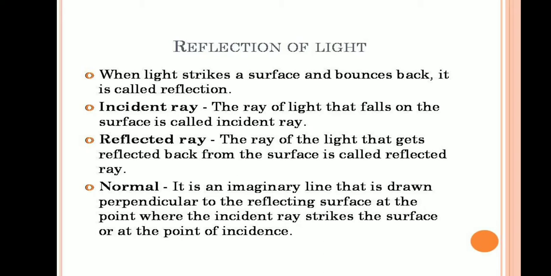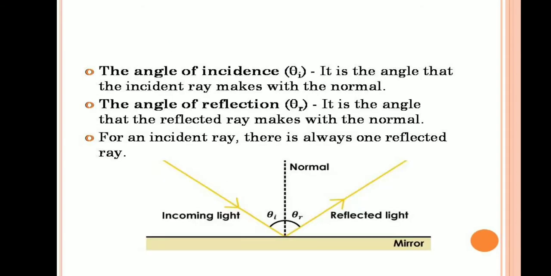Normal ray is nothing but just an imaginary line which is drawn perpendicular to the reflecting surface where the incident ray strikes the surface. Angle of incidence: the angle between the incident ray and the normal ray. That is angle of incidence, denoted as theta I. Theta R is the angle of reflection, that is the angle the reflected ray makes with the normal ray. For an incident ray, there is always only one reflected ray.